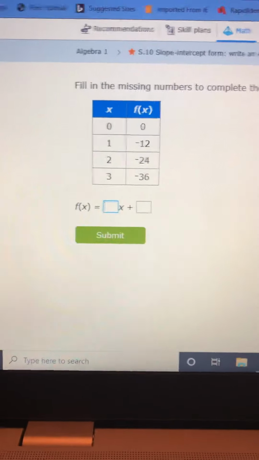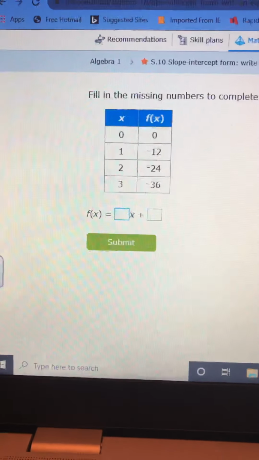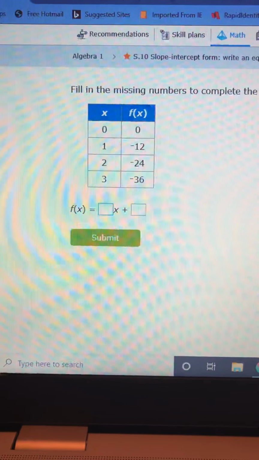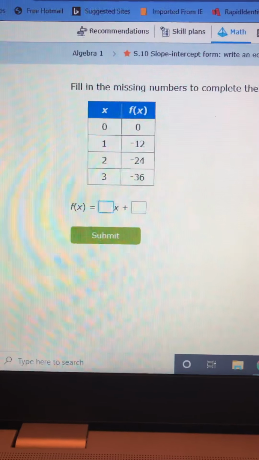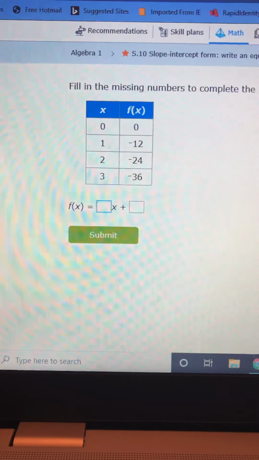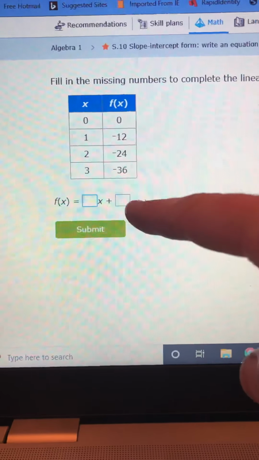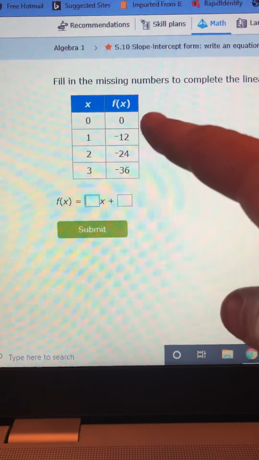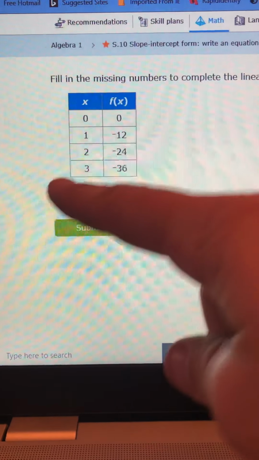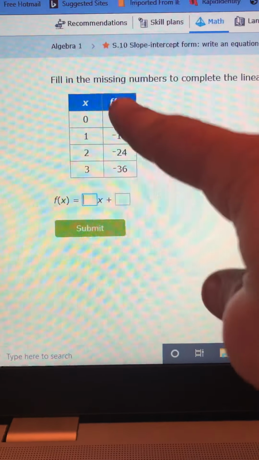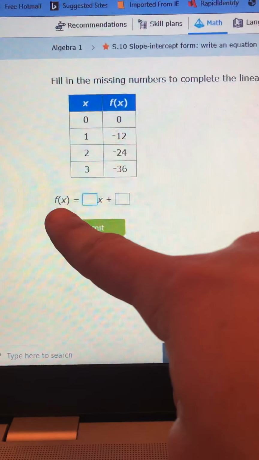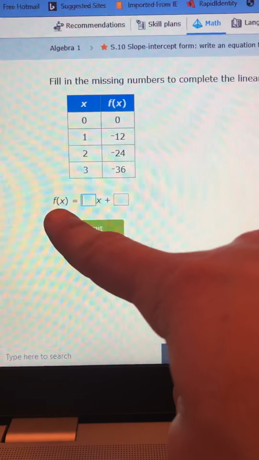Okay guys, so I had a request for an explanation video on how to complete IXL Algebra 1 S.10 and S.12. So we're going to go over that very quickly. What this wants you to do is to find the rule for this function table. Finding the rule for this function table is finding the equation for the table. This f of x, that's the function of x, all that is another name for y.